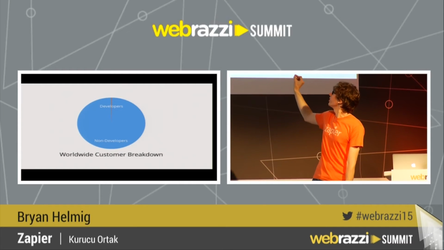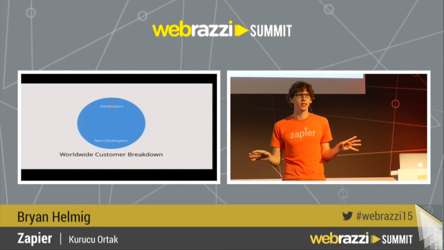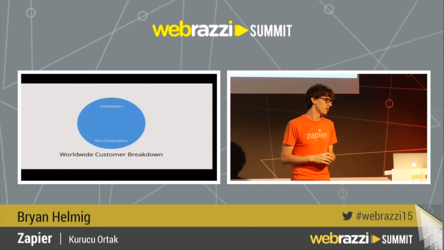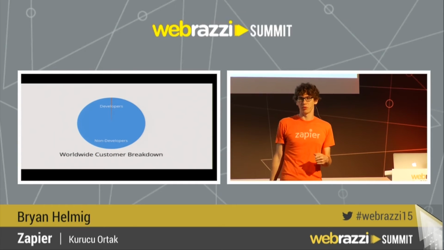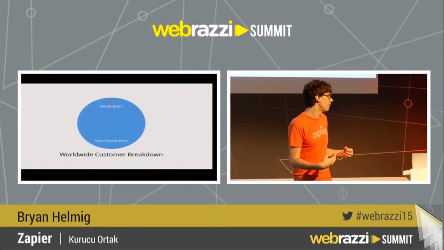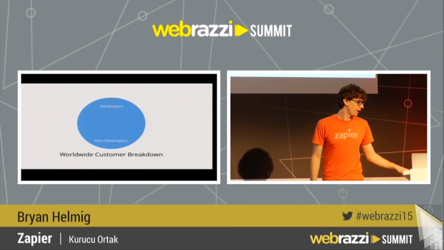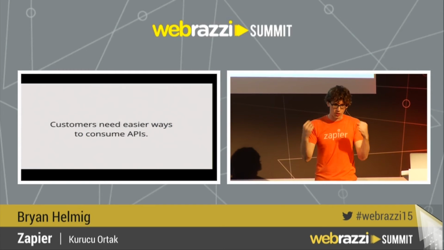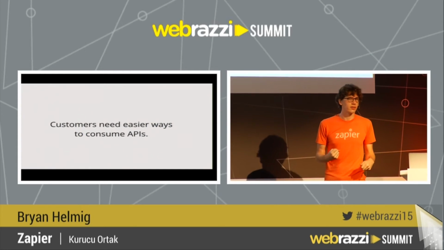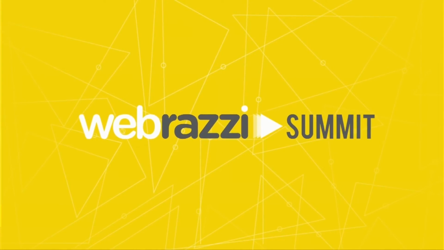That little sliver right there is developers. So this is the part of the world that can actually jump in and do these sorts of things. On the flip side, you have the other 7.2 billion people in the world that can't do these. They need tools to let them dive in and do something complex with an API. So that's basically what I'm talking about. Customers need easier ways to consume these APIs. And I'll even rewind it and show you how we're going about it.